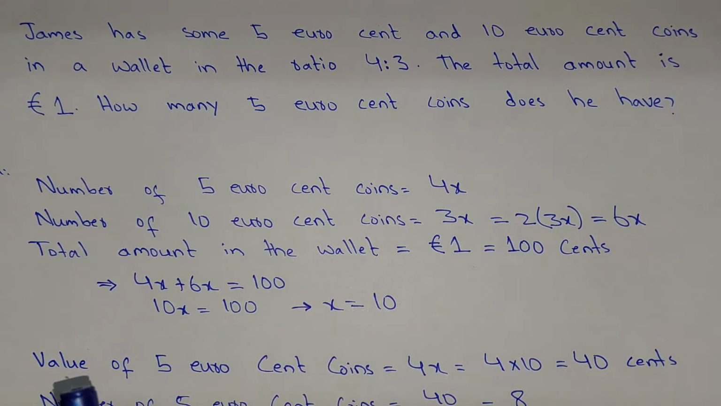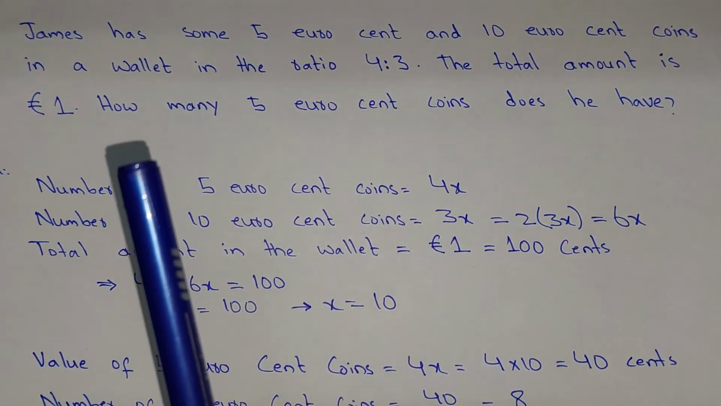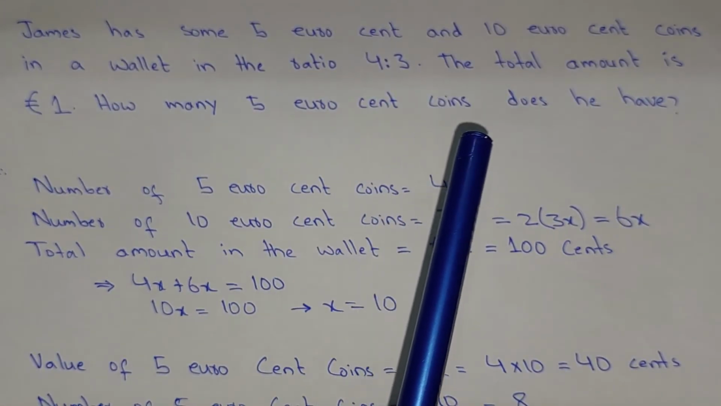Now we can say that the value of 5 euro cent coins is equal to 4x. So 4 into x, that is 10. So 40 cents is the value of 5 euro cent coins. But in the question it is asking that how many 5 euro cent coins does he have?